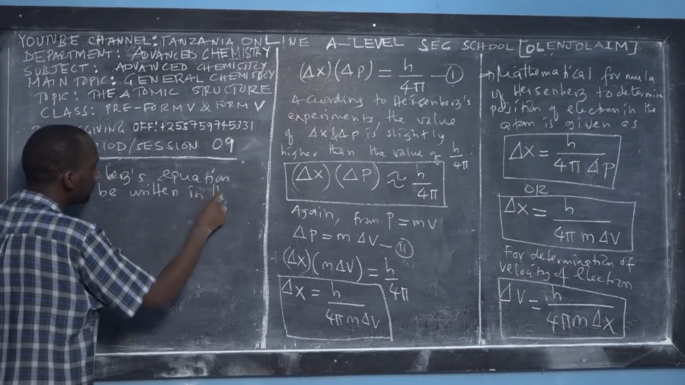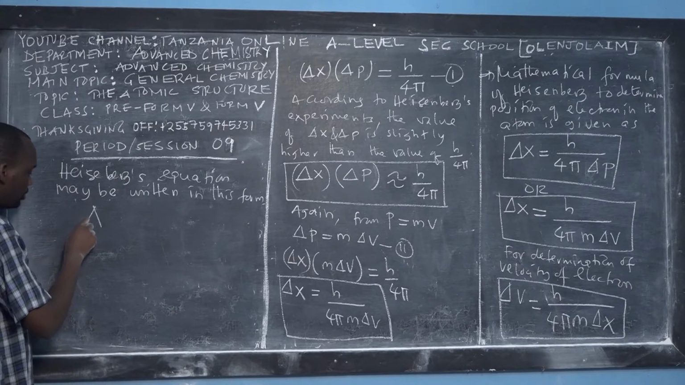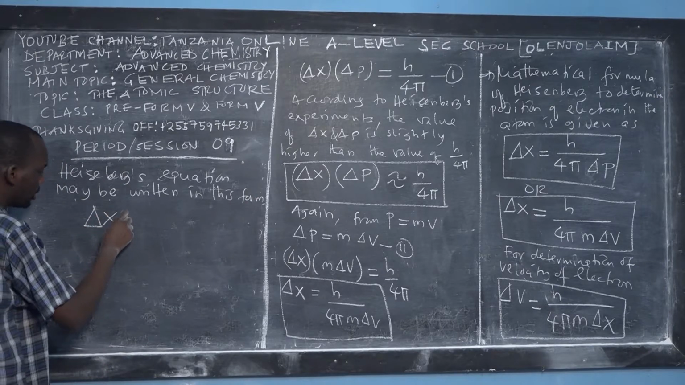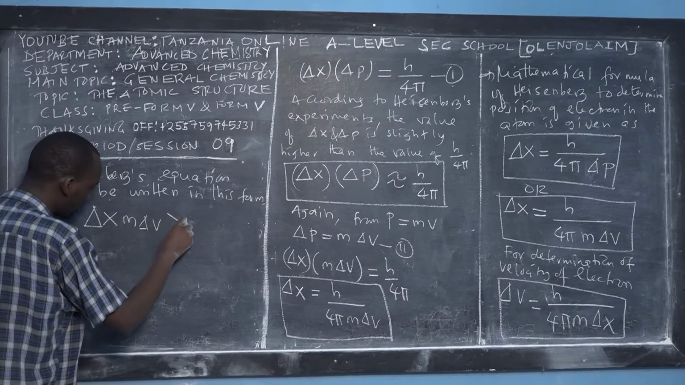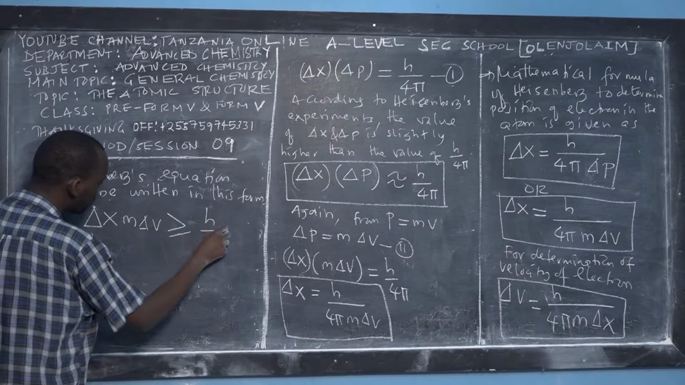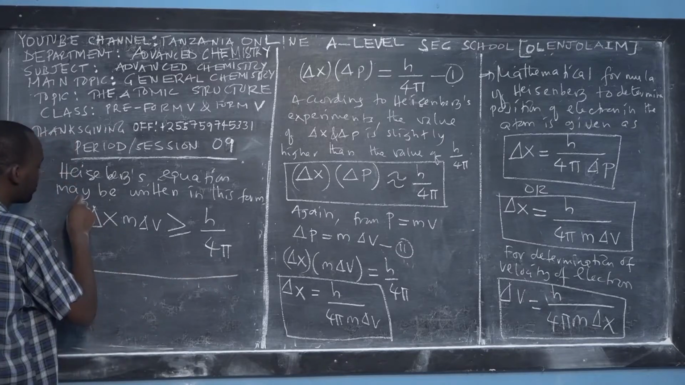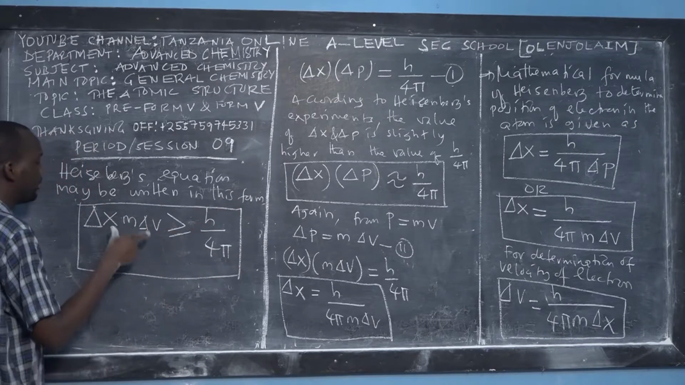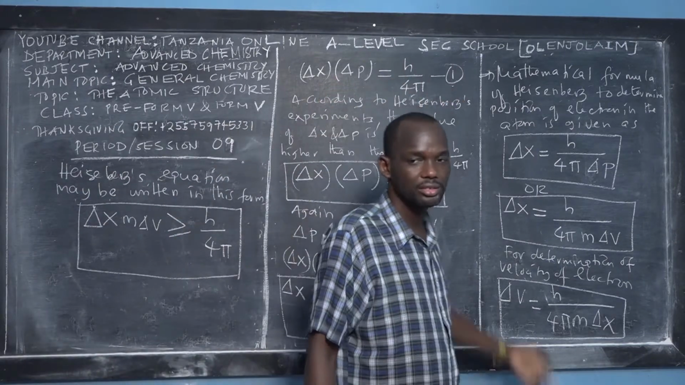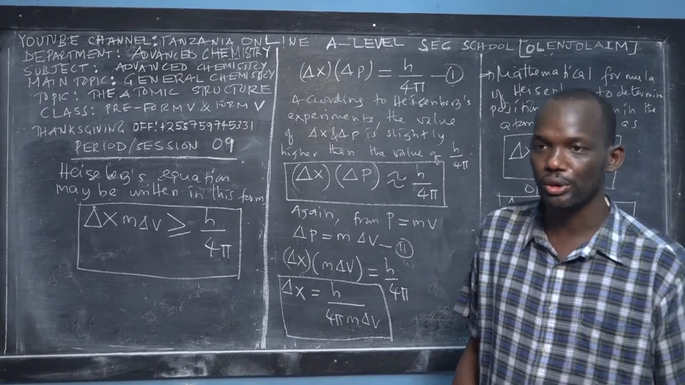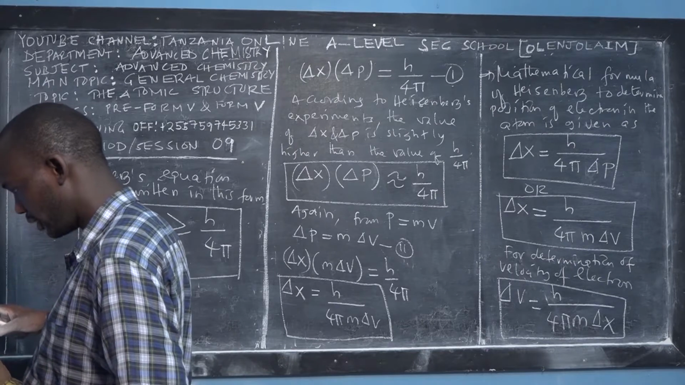In this form: the small change in x times the mass of the electron times the small change in velocity is greater than or equal to Planck's constant over 4 pi. What does it mean? According to Heisenberg's experiment, he found that the value of the left-hand side might be greater than the value of the right-hand side expression. Okay? So that's what you have to bear in mind.